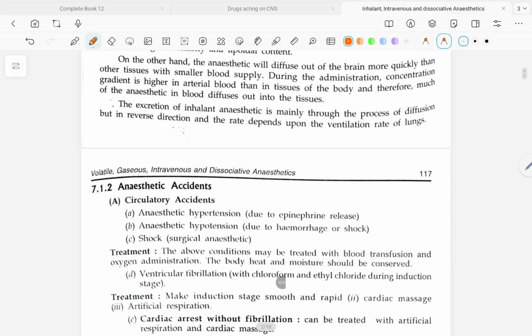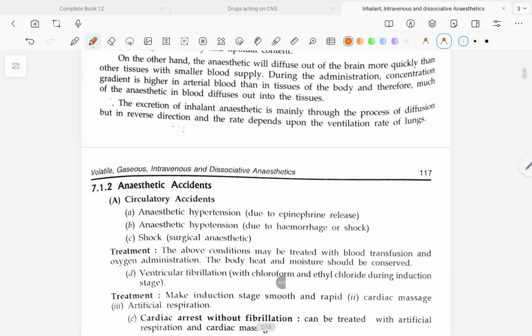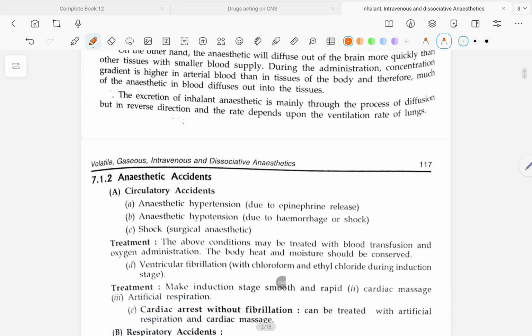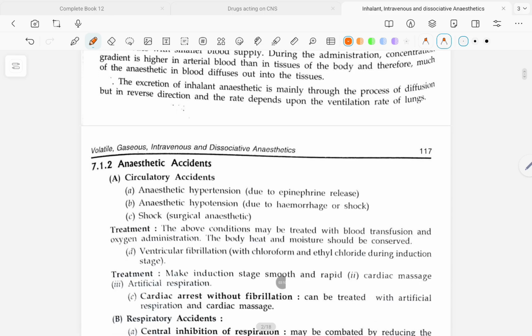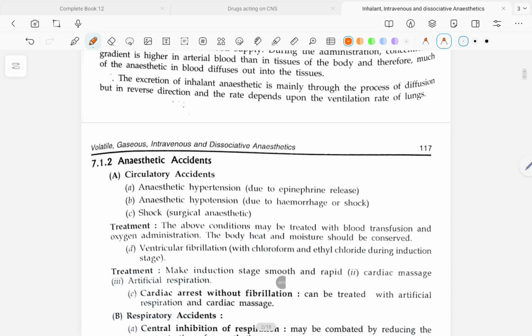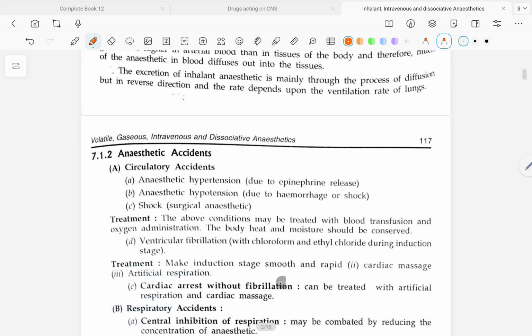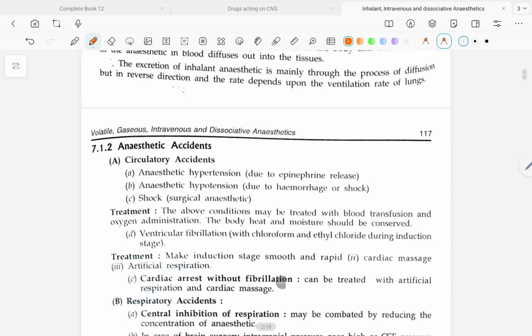smaller blood supply. During the administration, the concentration gradient is higher in arterial blood than in the tissues of the body, and therefore much of the anesthetic in blood diffuses out into the tissue. The excretion of inhalant anesthetic is mainly through the process of diffusion but in the reverse direction, and the rate is dependent upon the ventilation rate of the lung.